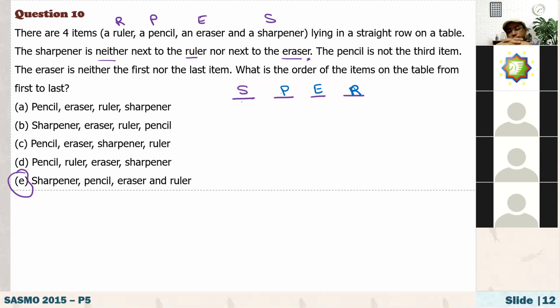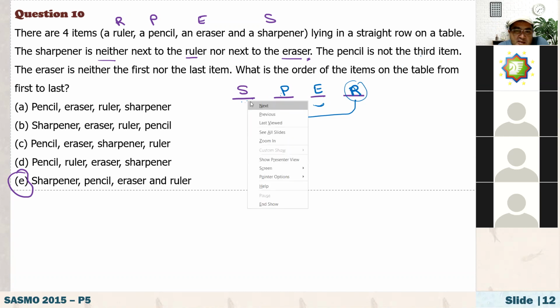Mr. Carson, why is eraser in that place? Say again, why is eraser there? Because here, in the first case, sharpener must be the first one, right? The pencil is not the third item, so the pencil cannot be here. So pencil should be the second or the fourth, right? And we know that this ruler cannot be the second item because it cannot be next to the sharpener. So which means that the second one should be pencil then.